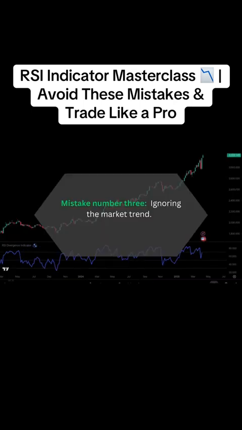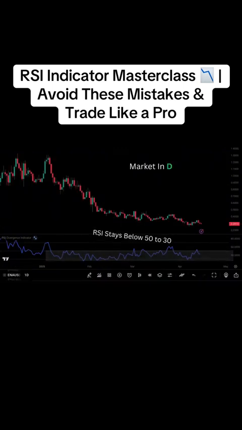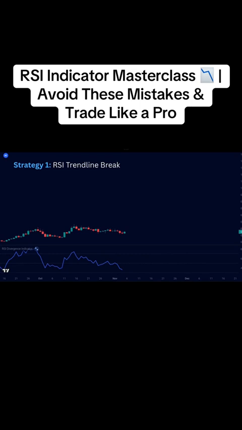Mistake number 3, ignoring the market trend. In a strong uptrend, RSI can stay overbought for weeks, and in a downtrend, it can stay oversold. So never rely on RSI without first checking the trend and price action. Okay, let's level up with some smarter RSI strategies.